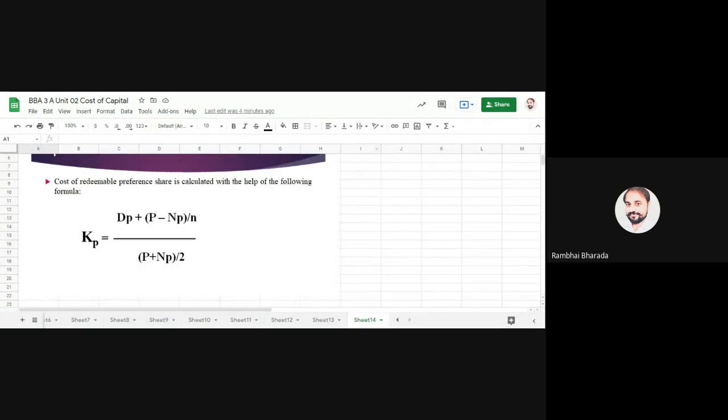And entirely divided by RP plus NP divided by 2. Actually we are doing the average here, the average of both prices. We will understand that with the practical question. Just write down the formula. I will explain the practical question, how to put the values and how to go for the calculation. Shall we go ahead? Formula done? Everyone done?